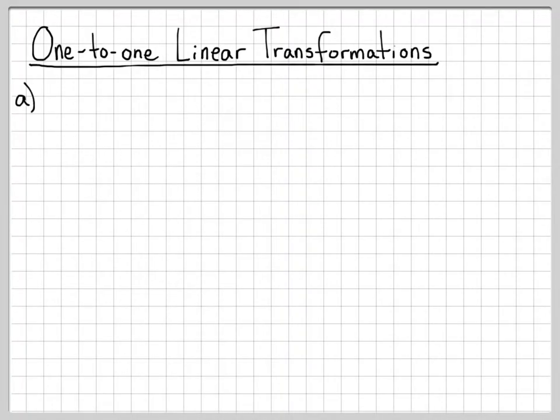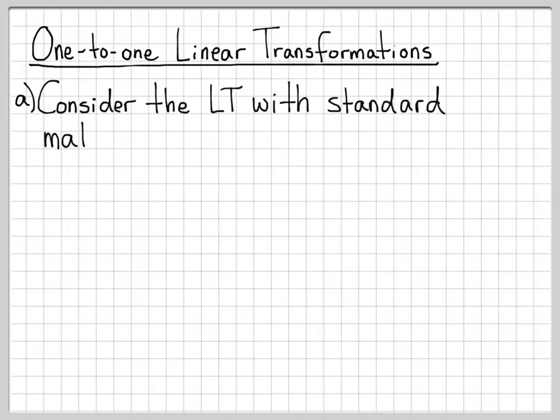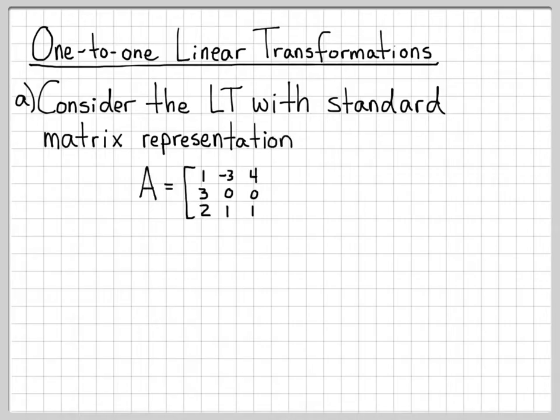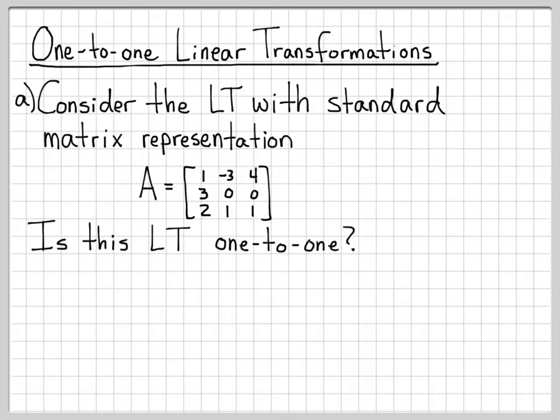We're going to take a look at some linear transformations in this problem and determine if they are one-to-one linear transformations. So one-to-one is a certain property that a linear transformation can have or not have. In part A, we're going to work with a linear transformation that has a matrix representation, defined as the matrix A equals this matrix right here. And we are going to determine, is this linear transformation one-to-one? So that's the question that we need to answer.